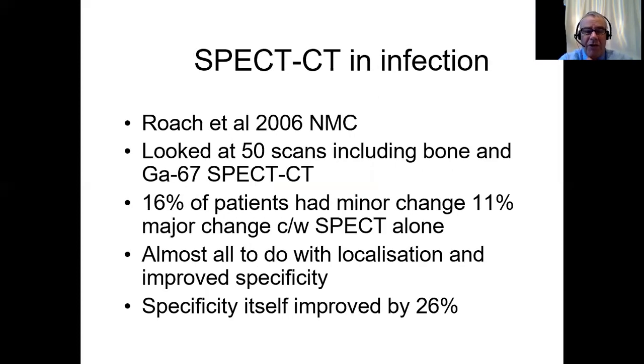So we have to go back nearly 15 years to find some of the early work on SPECT-CT and infection. And this is from the Midlands in the UK, a chap called Roach, and he looked at 50 scans. It was a mixture of bone and gallium, which shows you how they were using gallium. And they basically showed that compared to SPECT alone, 11 patients had a major change in diagnosis. This is really to do with better localization. And the specificity itself improved by 26%.